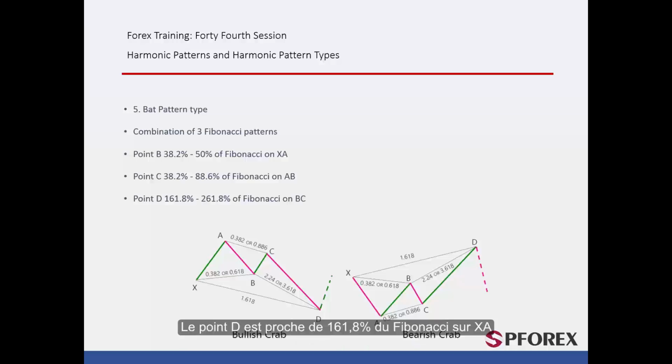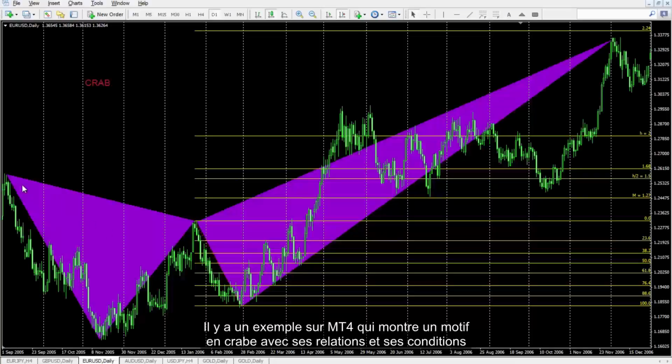Point D is around 161.8% of the Fibonacci over XA. There is an example on MetaTrader 4 that shows a crab pattern with its relations and conditions.